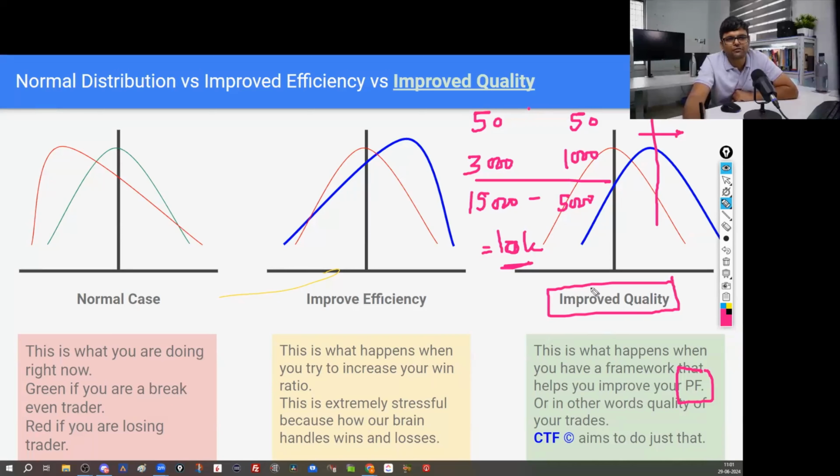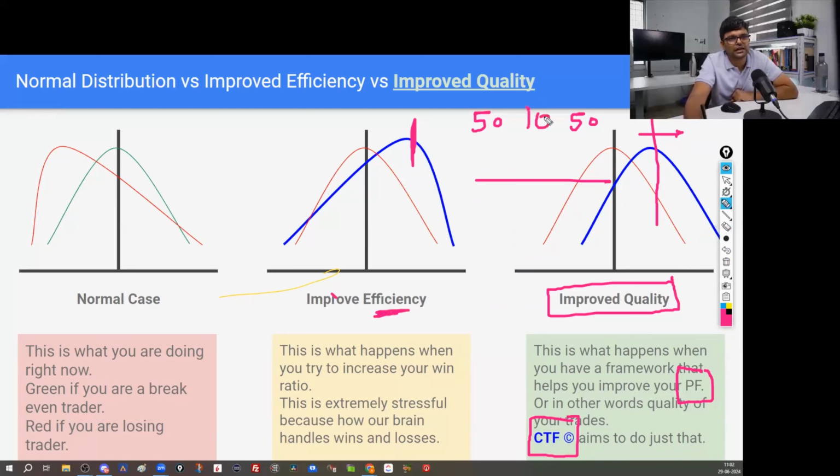Improving profit factor does not cause you stress. You need to find the correct framework. But if you have the framework to guide you, it does not cause you stress. Improving efficiency, number of winning trades is incredibly stressful. And I'll give you proof of that. Now you need to have some understanding of trading psychology to understand this correctly.